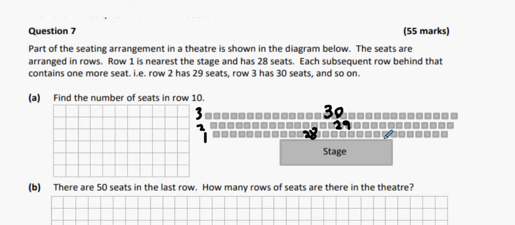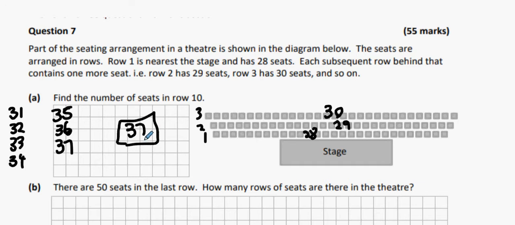Okay? Now you can count all the way up to 10 if you want. So 31 would be 4, 32 would be 5, 33 would be 6, 34 will be 7, 35 will be 8, 36 will be 9, and 37 will be 10. You're okay to do that if you want. That's one method, no bother.